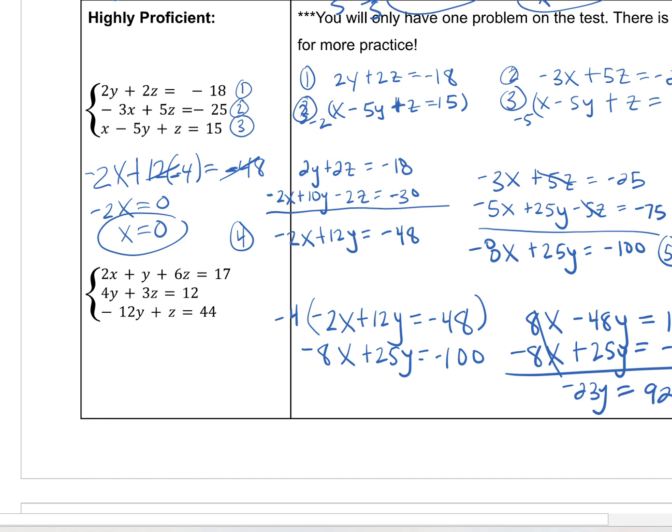So now that I know x and y, I'm going to plug those in to get z. Okay, x is 0, probably pretty easy to go into equation 2. So I've got negative 3 times 0 is nothing, plus 5z equals negative 25, and z is negative 5. Now, don't forget to write your answer as x, y, and z. Okay?